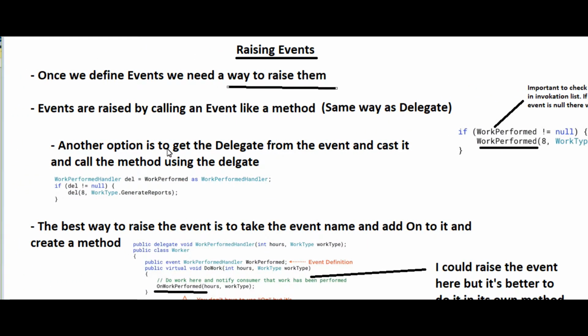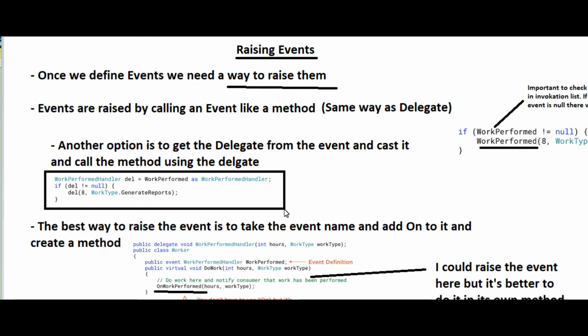Another option is to get the delegate from the event, cast it, and call the method using that delegate, and this is how we're going to do it in our example right here. So let's go ahead and see how we could do that in the code.